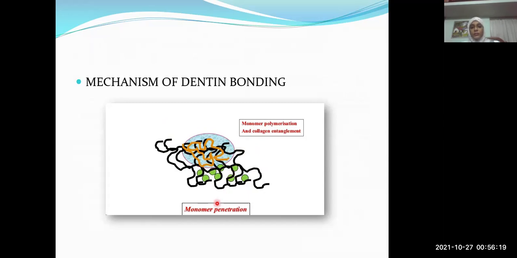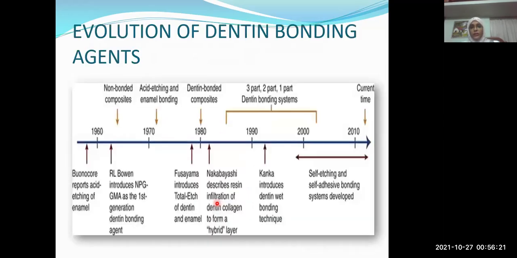And there's better adhesion. So how have these dentin bonding agents evolved? This dentin bonding agent has evolved from the 1960s, and it is still evolving. Initially it was a non-bonded composite. There was nothing called bonding. Then in 1970, because of a few people like Buonocore and others, we had acid etching in place, which was primarily an enamel bonding agent. Then it was only in 1980 that Kuseyama and Nakabayashi introduced the dentin bonding composites.